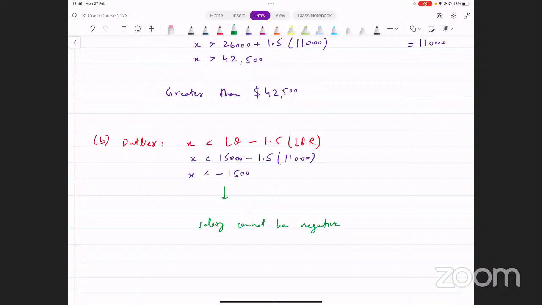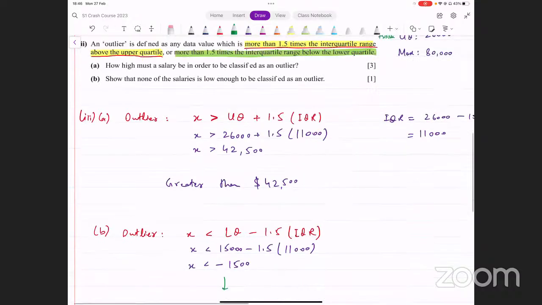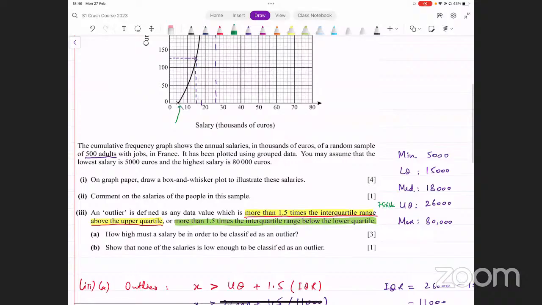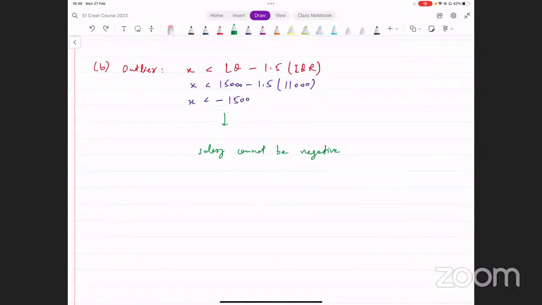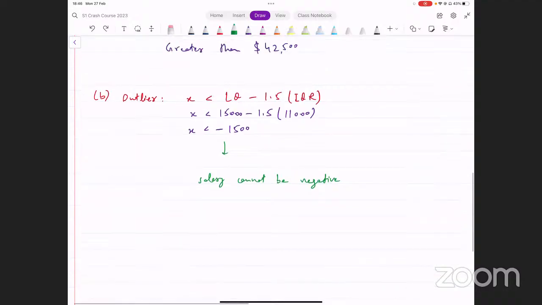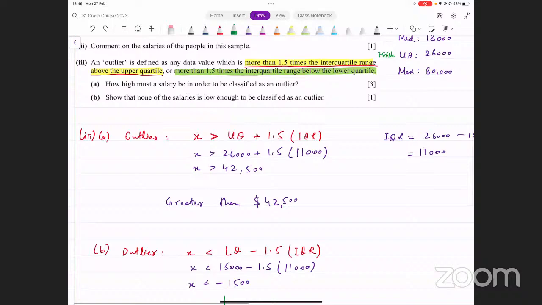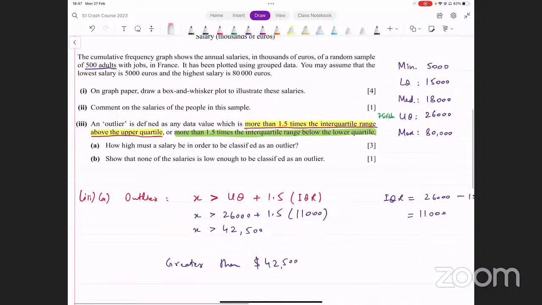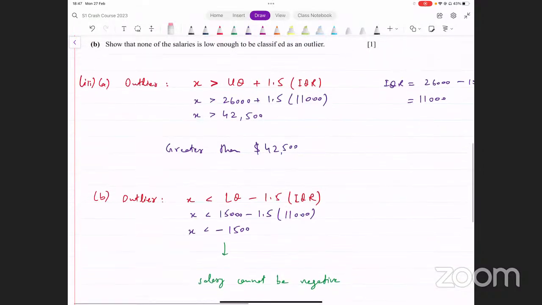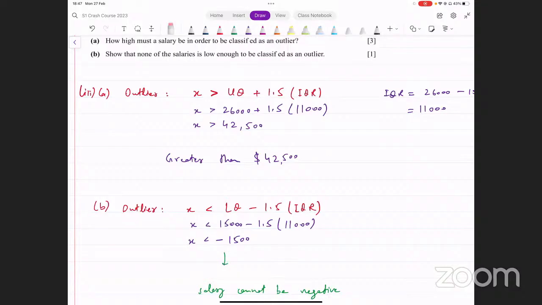Since salary cannot be negative, that means there are no salaries that can be classified as outliers on the lower side here. And in this case, you already know that the lowest salary is 5,000. So even if it was a positive number, but less than 5,000, you would have no salary that would come in this range. So there's no outlier in the data on the lower side. There are some outliers on the upper side because the upper salaries are going up to 80,000, right? But the lowest salary is 5,000. So the condition for outlier is not met on the lower side. There are no salaries which can be classified as an outlier on the lower side.